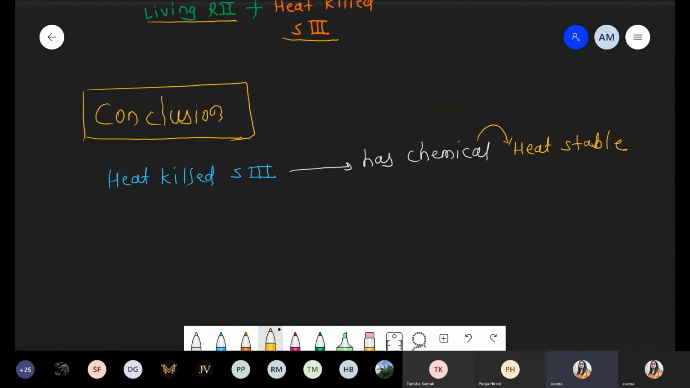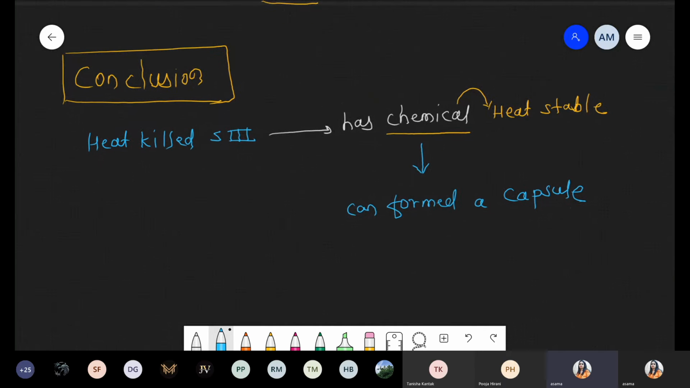But now what happens? Something, a chemical, is present. He doesn't know about DNA. Okay, उसको लगता था something is present. But something means what? He doesn't know. So that chemical is heat stable. That chemical has the ability to secrete, to form a capsule. Right? They can form a capsule, and that's why what will be the result? Initially that DNA, that chemical, is taken up by the rough strain, and that rough strain becomes pathogenic.